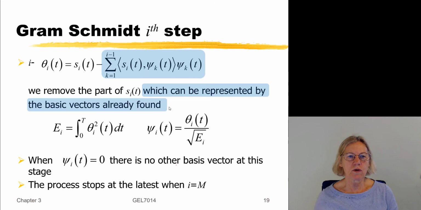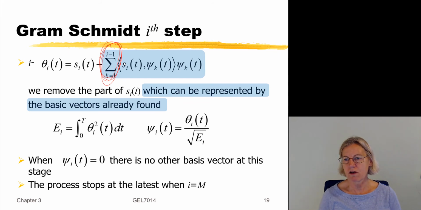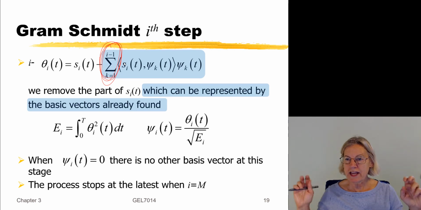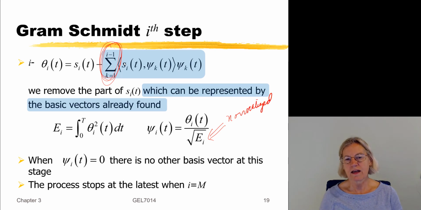So I start with a new symbol, Si, and I subtract from it all the projections on all of the previous basis vectors that I've created. So here's a sum over i, a sum, because it's a whole bunch of previous projections. And at the end I get theta i, which is the new innovation, the new part that hasn't been represented by the previous basis vectors. And once again, I do a normalization so that I end up with a normalized basis vector.